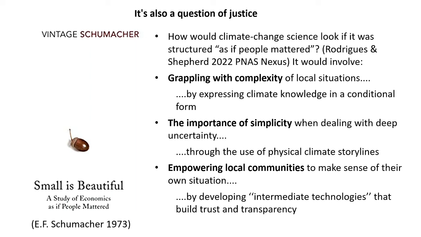I think we saw lots and lots of connections. You have to grapple with the complexity of local situations. We just saw in the previous talk an example of that, and the way to do that is by expressing climate knowledge in a conditional form rather than just marginalizing over everything. The second is the importance of simplicity, when dealing with deep uncertainty, which is the use of physical climate storylines and climate impact storylines. And finally, empowering local communities to make sense of their own situation by developing what Schumacher called intermediate technologies. So those, I hope, are causal networks and the kind of thing that Tara is working on that build trust and transparency. Thank you very much.